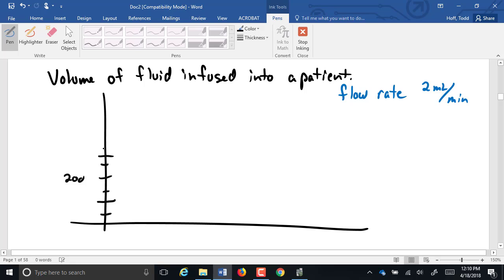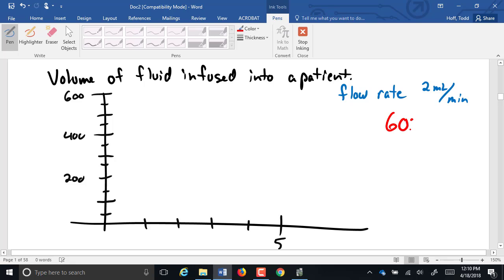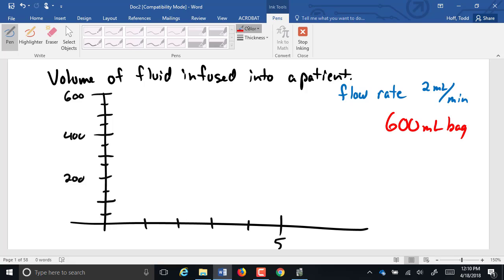I'll set my axes up here. And let's say the bag starts as a 600 milliliter bag. So let's show the volume infused into the patient until the bag goes empty. Well, at 0 time, there is 0 fluid in the patient. So that's going to be 0 right there. That's going to be our y-intercept.